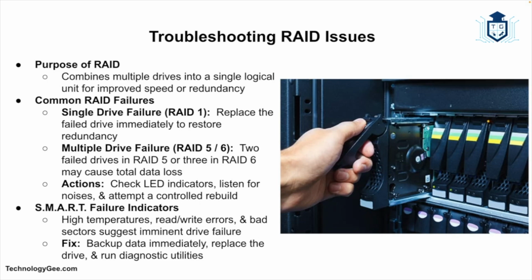RAID failure can happen in several ways, and it's important to quickly diagnose the cause to prevent data loss. So here are some common failure modes. You have one drive that fails in a RAID 1 array. And remember, RAID 1 is a mirrored array, so this should not cause data loss since the data is duplicated across both drives. However, you should replace the failed drive as soon as possible to ensure redundancy is restored.